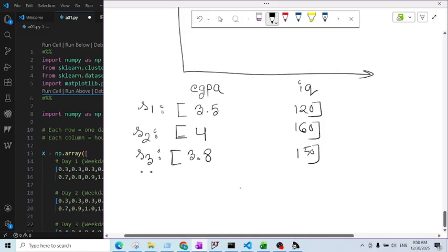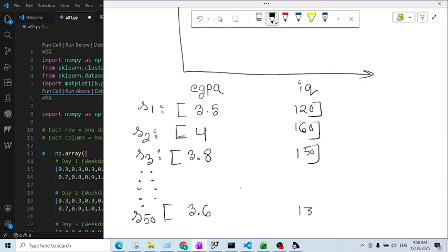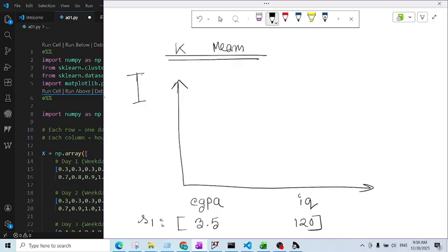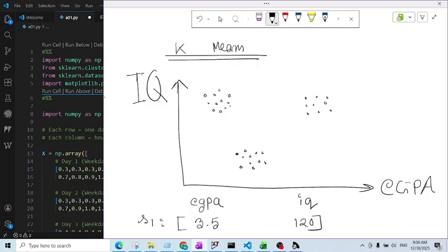And going similarly, let's say you have 50 or 100 students, with CGPA 3.6 and IQ 130. Now if you want to plot this for all the students, on the x-axis you will have IQ, and on the y-axis you will have CGPA, and you can see that this data looks like this. Some students stay here, some stay here, and some stay here. So there are three kinds of students here.